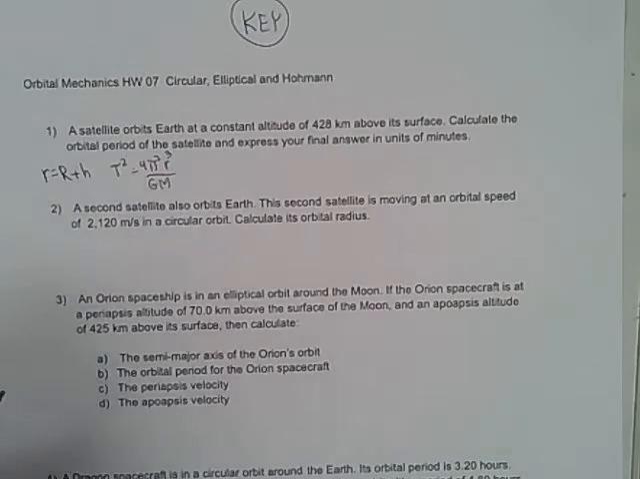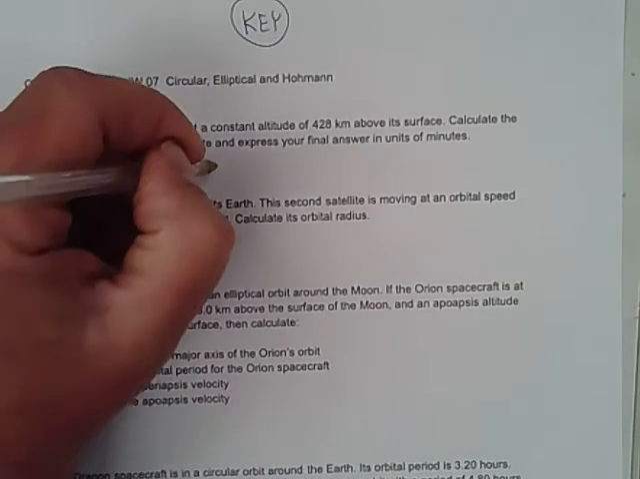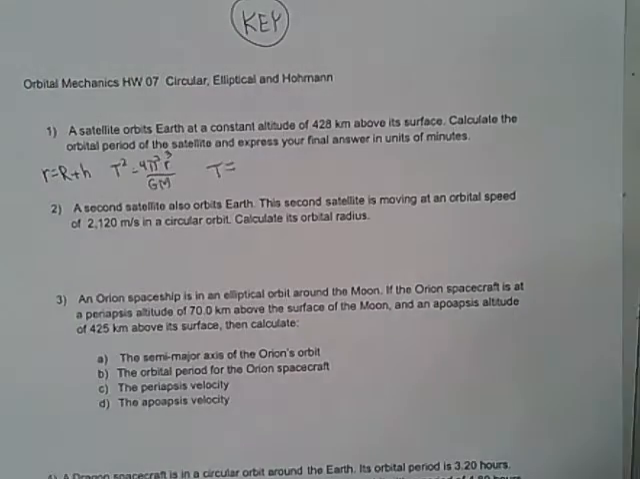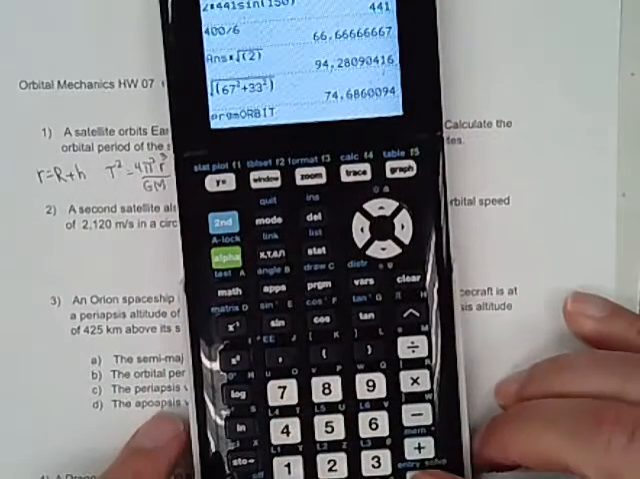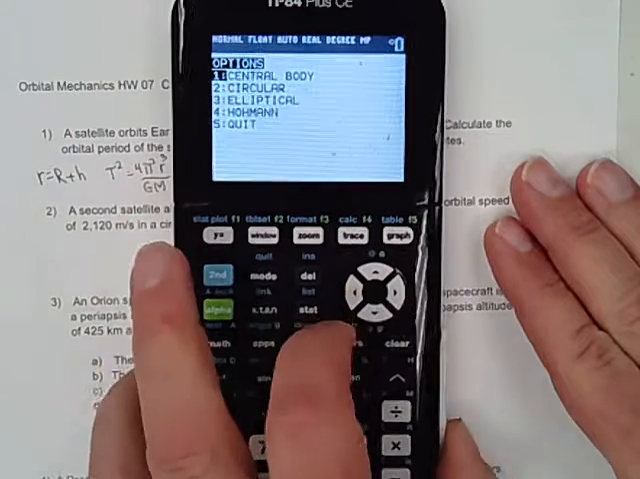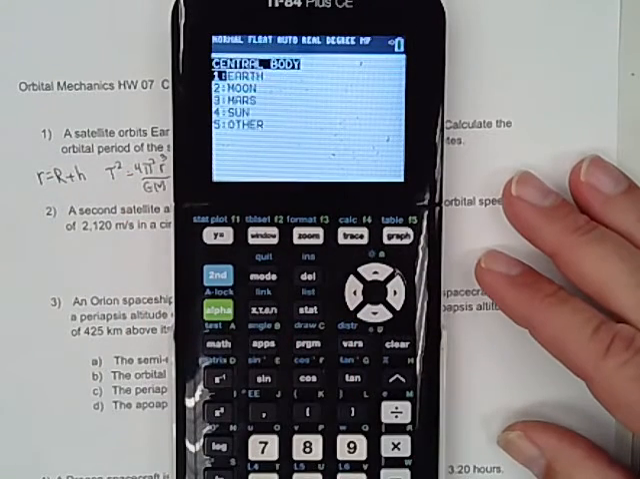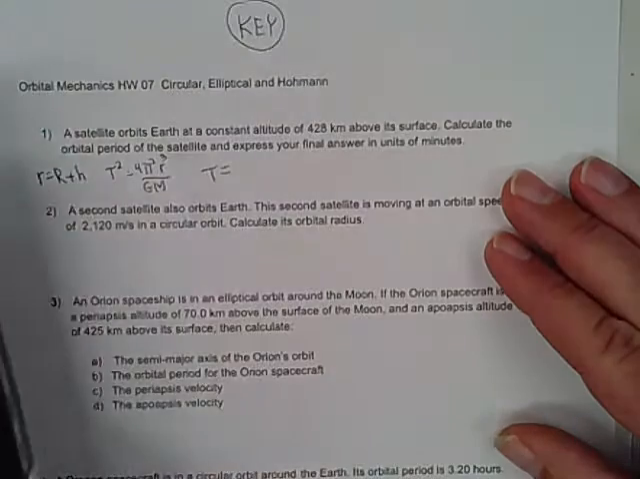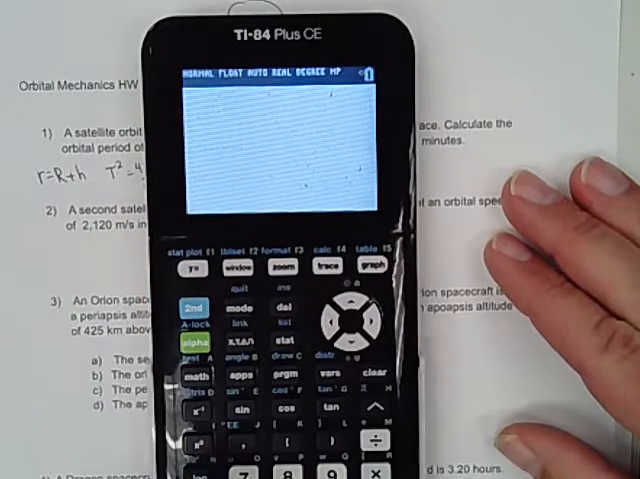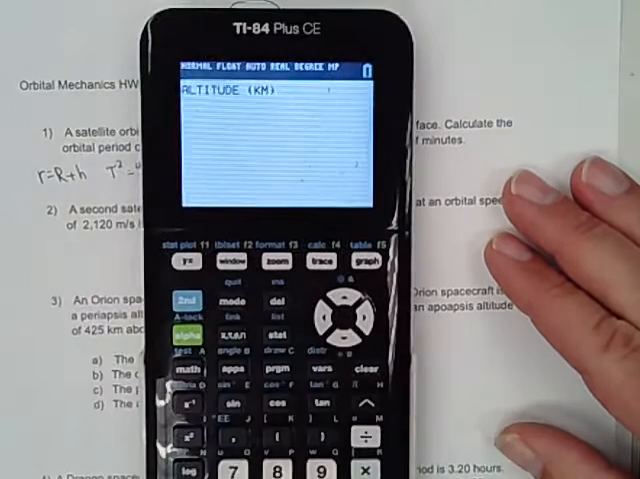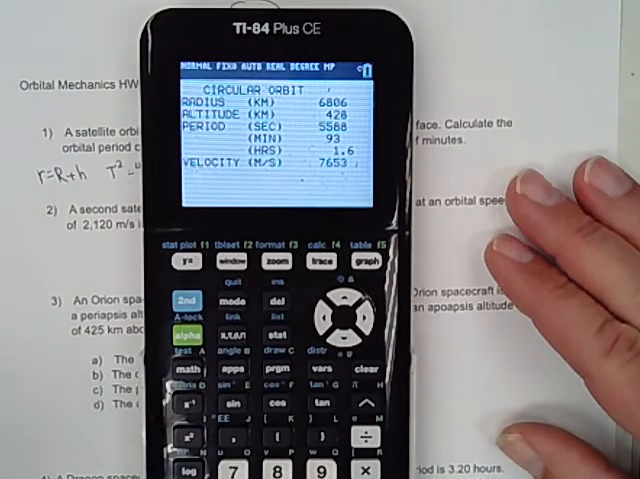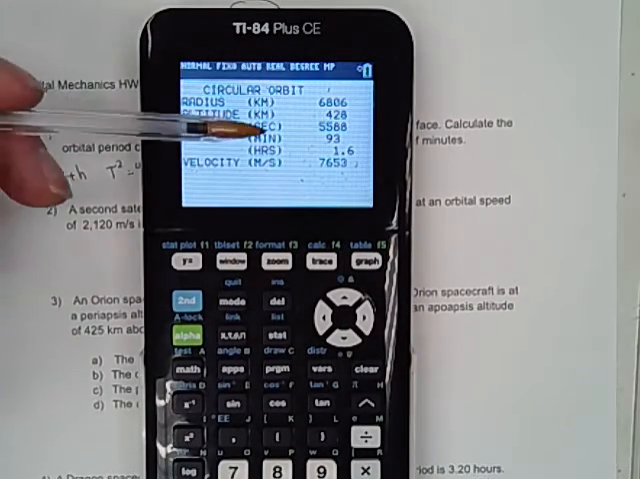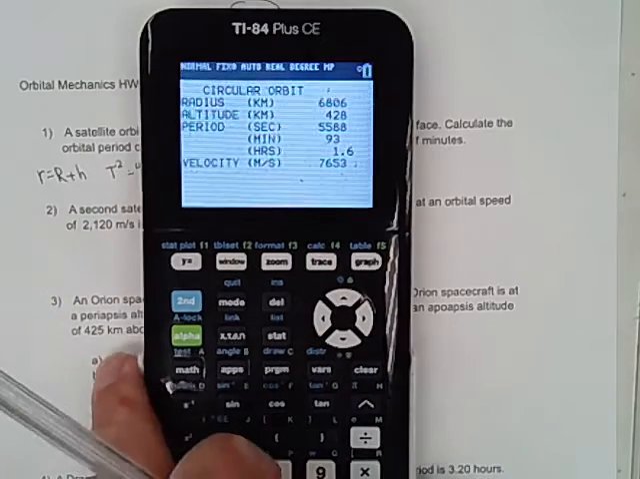Of course, I just wrote a program to do this for me. I'm going to run my program, which is called program 0. Central body is Earth, and this is going to be a circular orbit with an altitude of 428 kilometers. 428, enter. There's the answer key. The orbital period is 93 minutes. Ta-da!